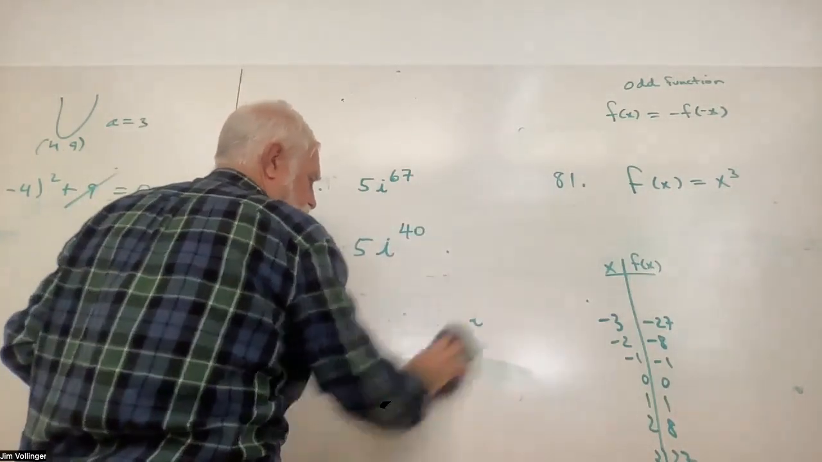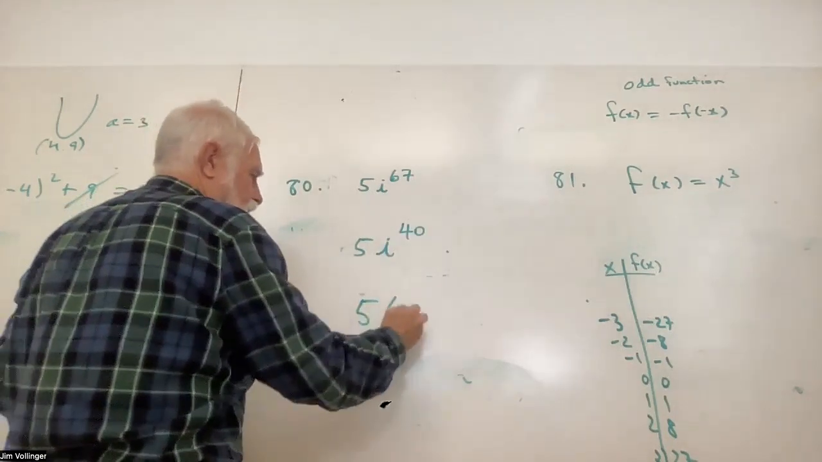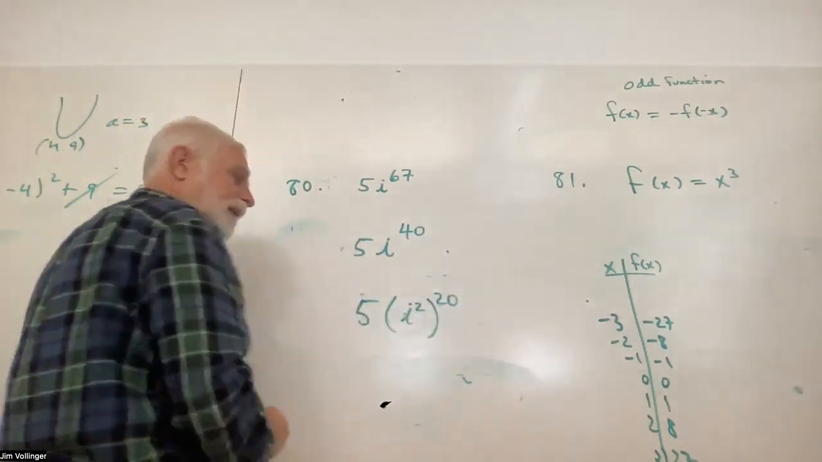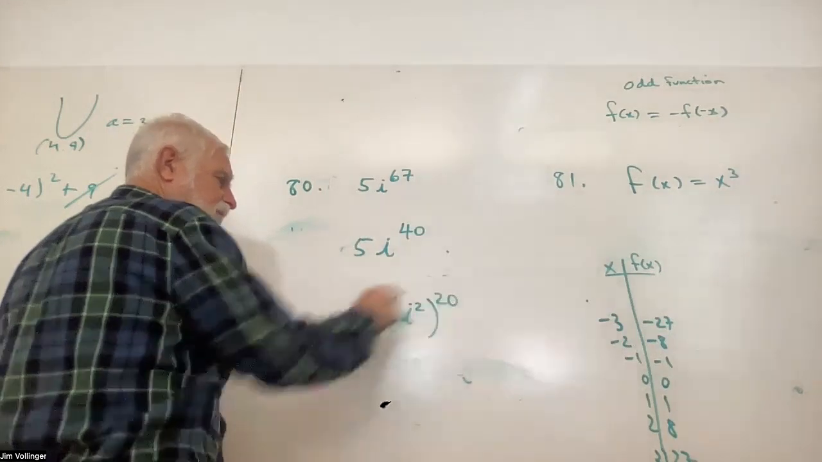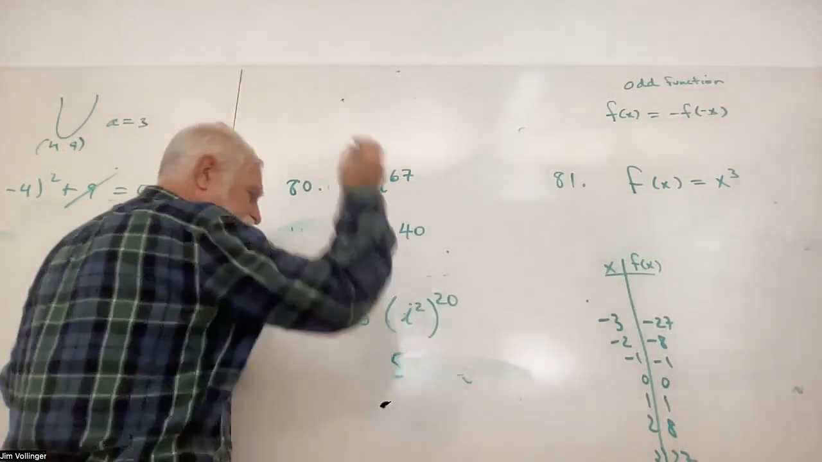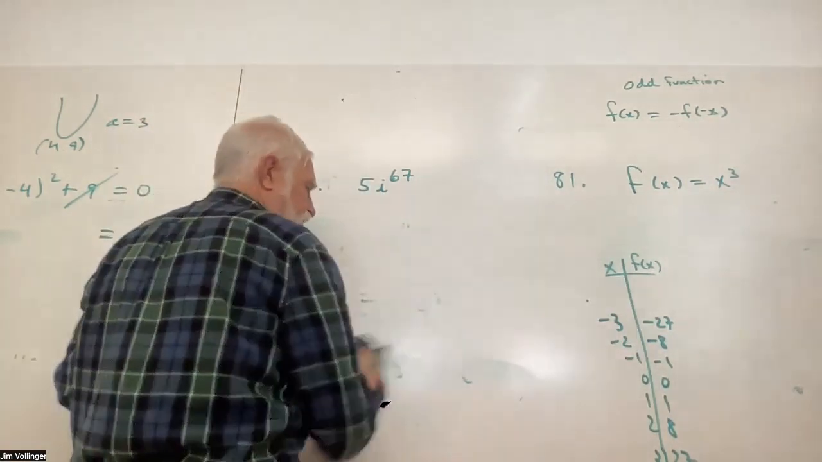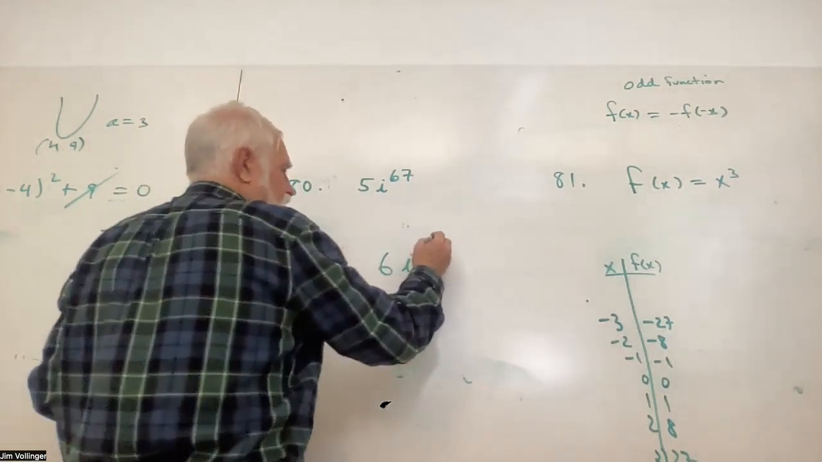Let's do 5i to the 40. Okay, what's that going to be? Oh, that's going to be 5i squared. Looks like I got to do it 20 times. Negative, negative, negative, negative, 20 times, that's going to be 1. So I get 5. Let's do 6i to the 99.